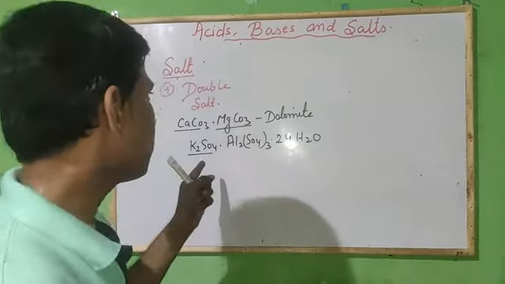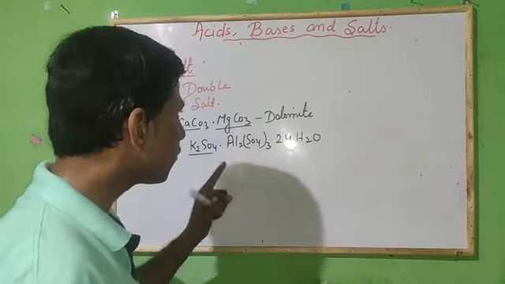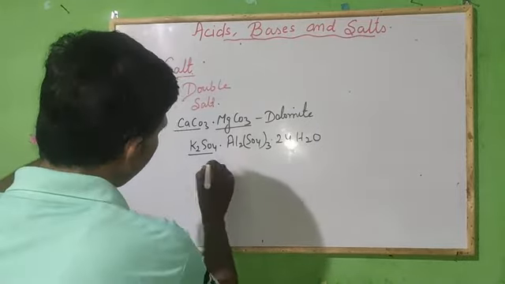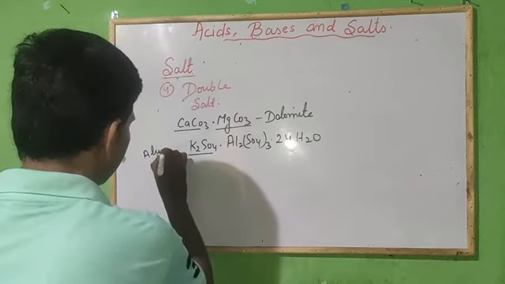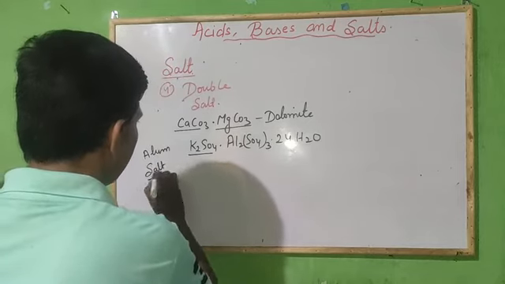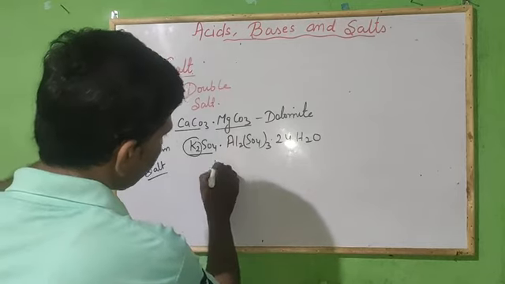This is a very important salt. You have to know this chemical formula also. This is called alum salt. So if potassium is there, then it is called potash alum.